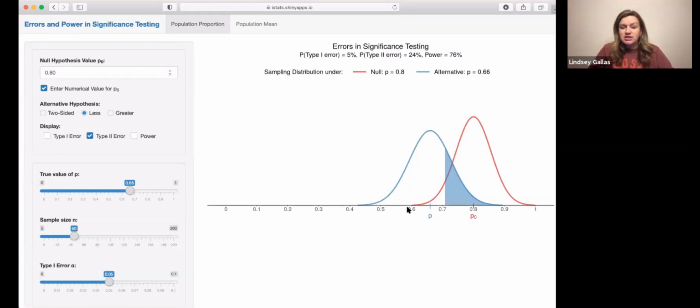Now, the question is, when can I reject that null? I can reject that null when I get past my alpha level. So when I get within that lower 5% of that red curve, then I can reject the null.